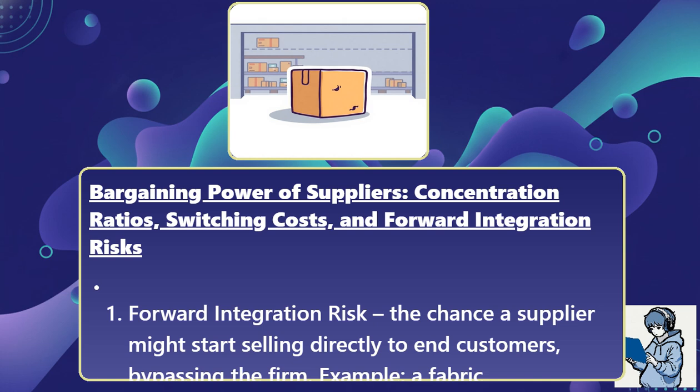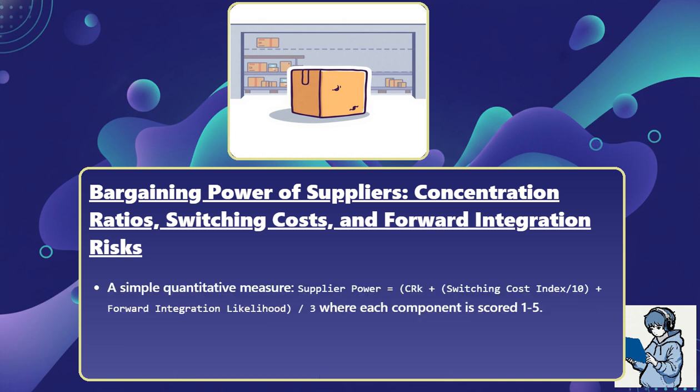3. Forward integration risk, the chance a supplier might start selling directly to end customers, bypassing the firm. Example, a fabric manufacturer that opens its own clothing brand. A simple quantitative measure.